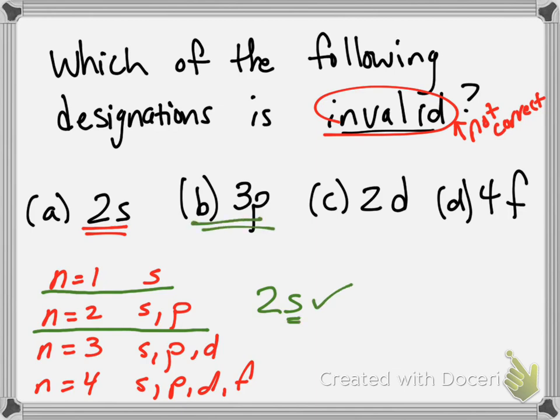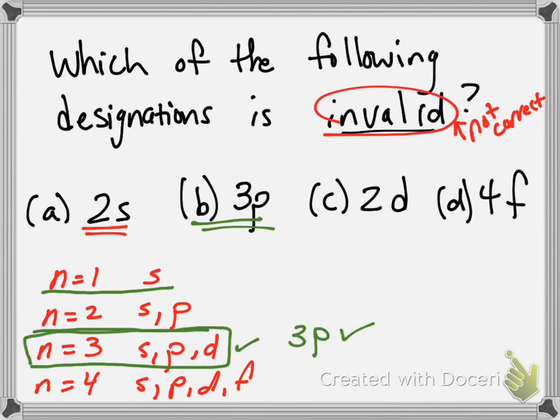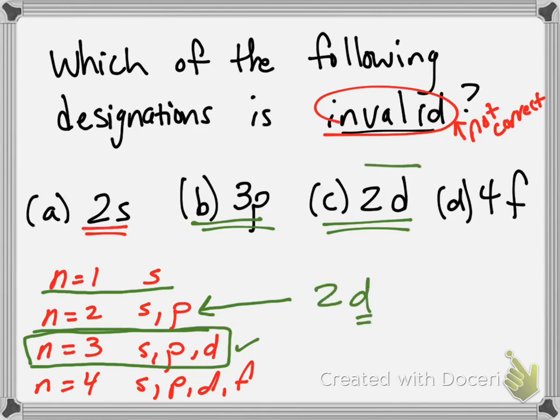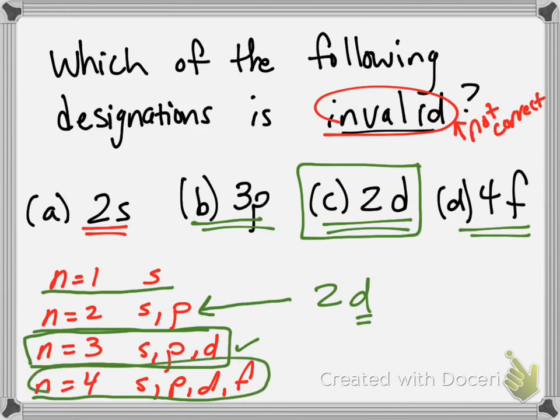Let's look at the next one, 3P. Is it okay? Well, let's check the third energy level. It has S and P and D. So this is okay. Third energy level has P. The next one says 2D. Let's check the second energy level. It has S and P. Is there a D in second level? No. So this one is invalid. Let's just check the last one, 4F. In the fourth energy level, do we have F? Yes, we do. So this is okay. The answer is C.